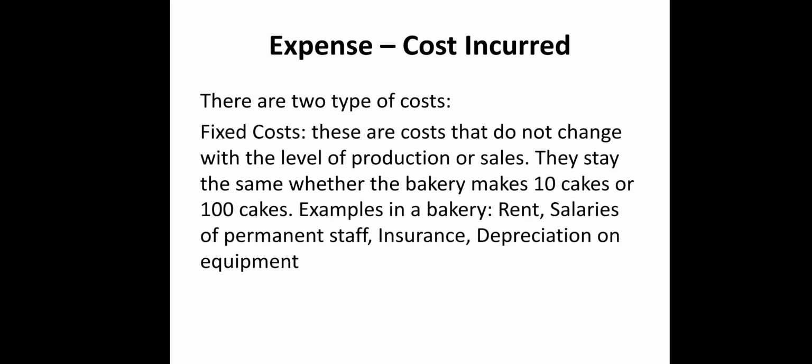So there are two types of cost. First is fixed cost, the other is variable cost. So let's start with fixed cost first. These are the costs that do not change with the level of production or sales. They remain constant regardless of production. Examples could be monthly rent, salary for permanent staff, equipment depreciation. Even if you sell zero cakes one day, you still pay rent.